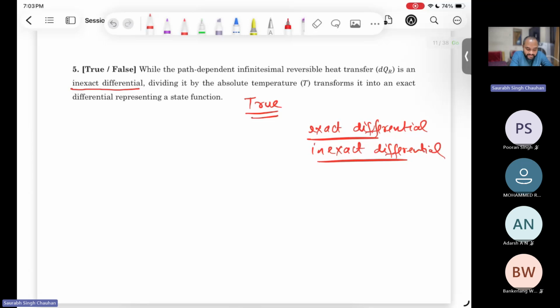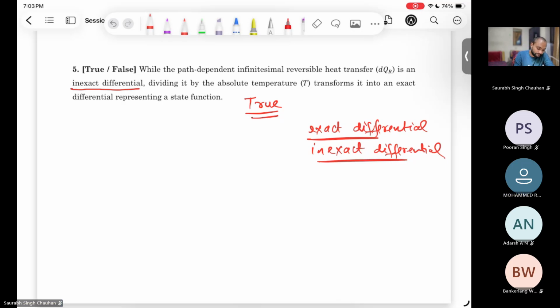All the thermodynamic properties are state functions, they are point functions, they have exact differentials. But the quantities which are not state functions, those which are path functions, they don't have exact differentials. They have inexact differentials. Okay. Yes, sir. Understood.